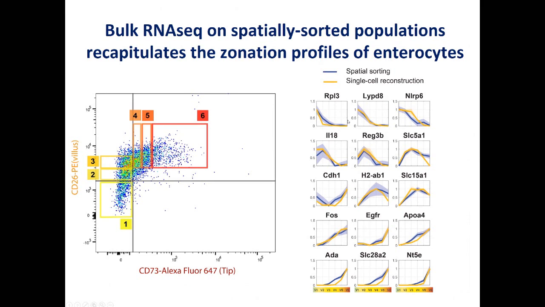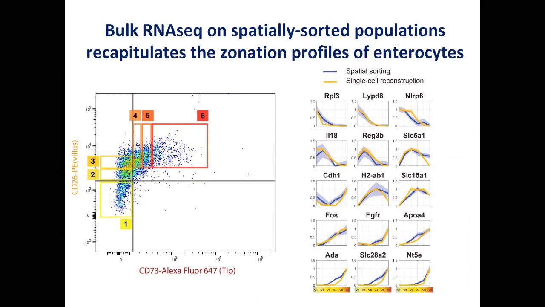with our previous single-cell spatial reconstruction. So blue is the spatial sorting bulk RNA sequencing, and yellow is the single-cell spatial reconstruction. You can see we have a very nice overlap. So we believe that we're indeed sampling these spatially stratified enterocytes.